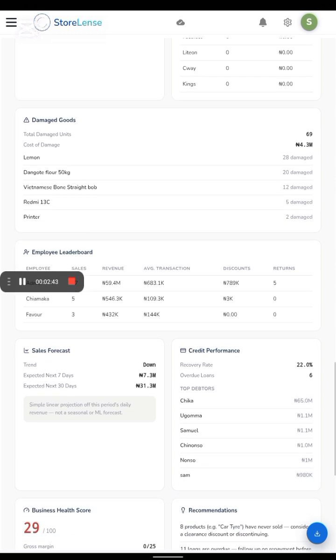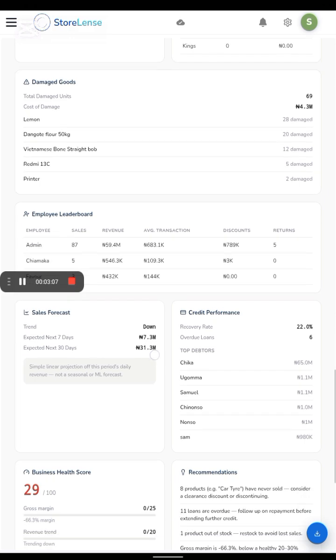Now the sales forecast. It will tell you what's expected in the next 7 days, expected in the next 30 days, and the trend, comparing to what you have done in the past, that is in the previous time of this particular period. So it will just give you a forecast on what you are expecting in the specific period of time.